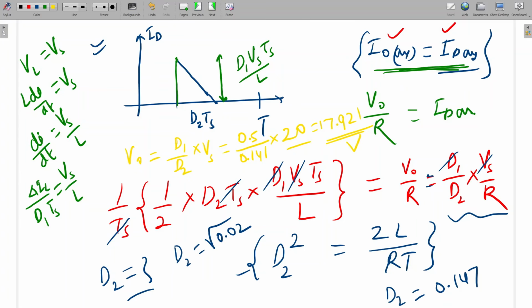0.5 divided by 0.141 into 20. Boost converter means voltage will increase now, sir. 70.921. Is it clear? See, in GATE till now they have not asked this kind of question.